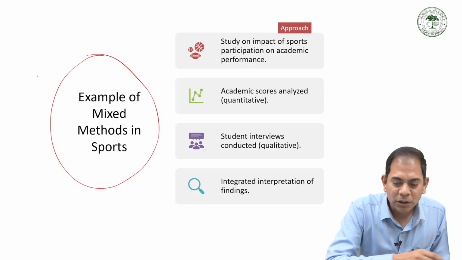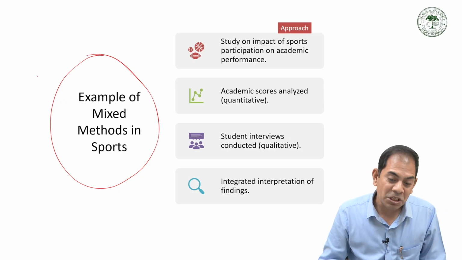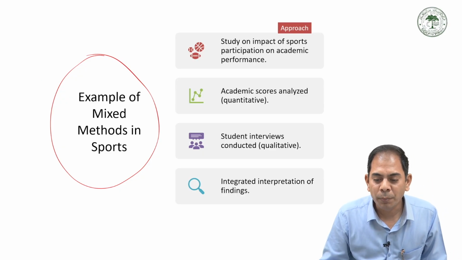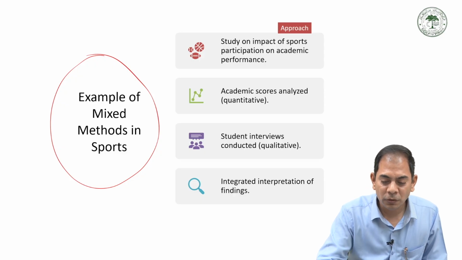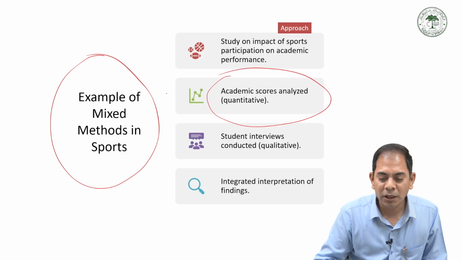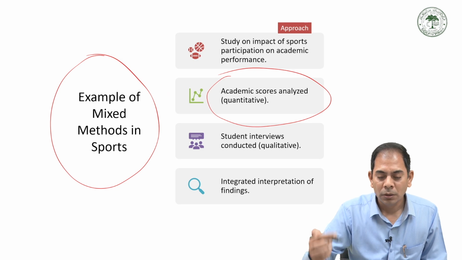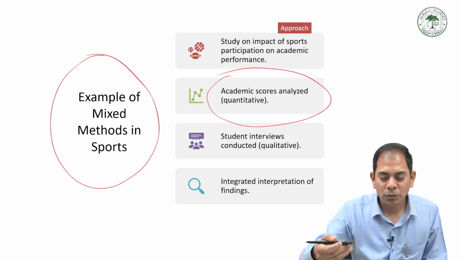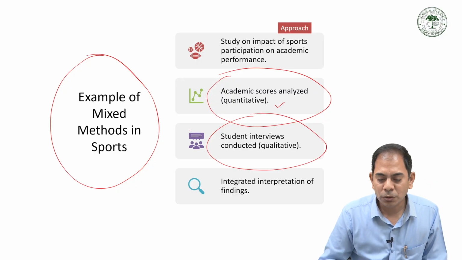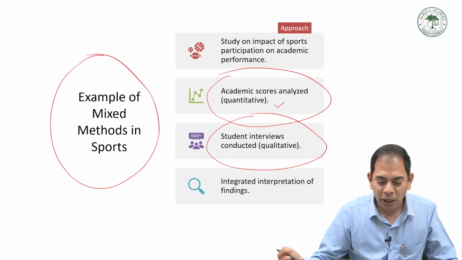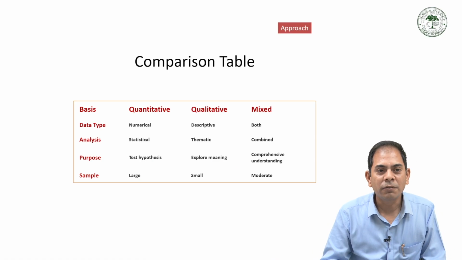We give an example of mixed method: a study on the impact of sport participation on academic performance. First of all, we collect quantitative data, the academic scores. Second, we collect data from student interviews, such as behavior and approach and all these things. So both are integrated in the interpretation of the findings.